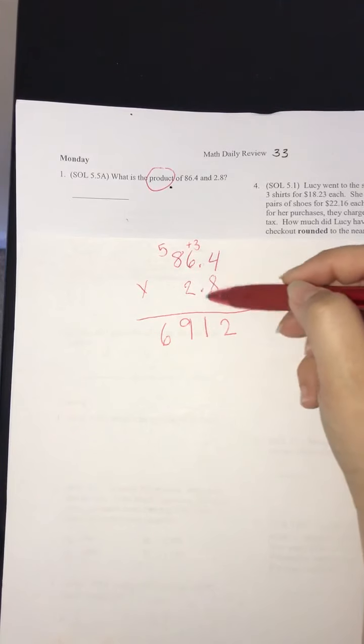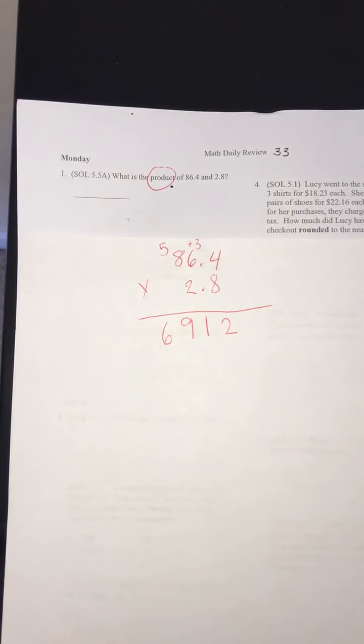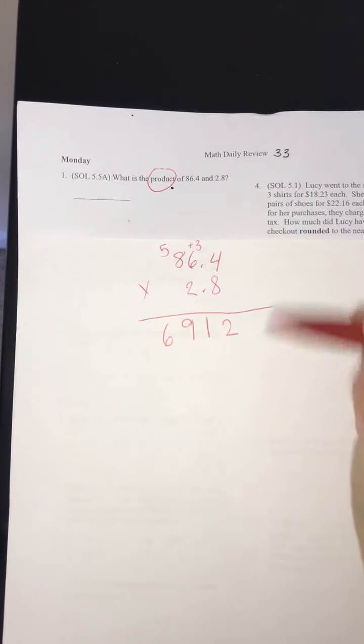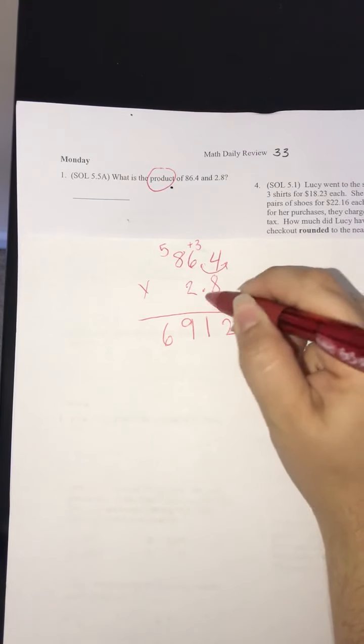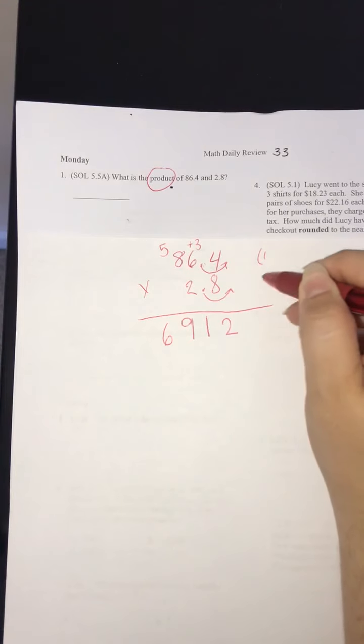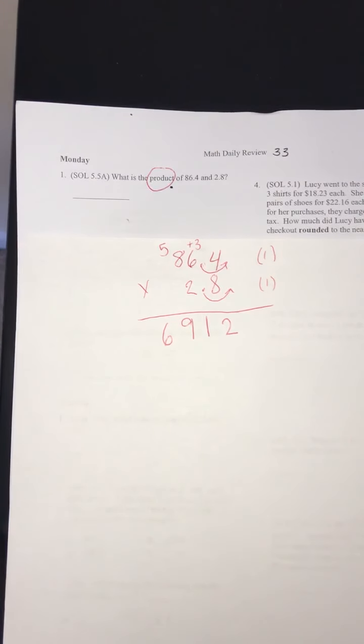Notice I'm not putting the decimal in. I'm going to put the decimal point in at the end. That's how you work it with decimals. If you want, you can just bump it out and then we'll put it back in later. If that makes you feel better, just hold those two spots here, okay?